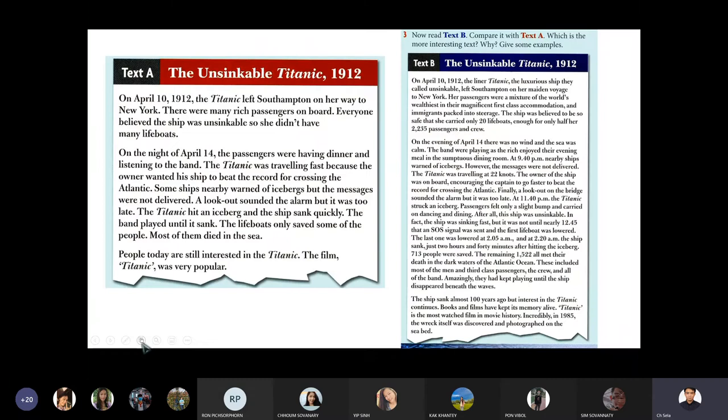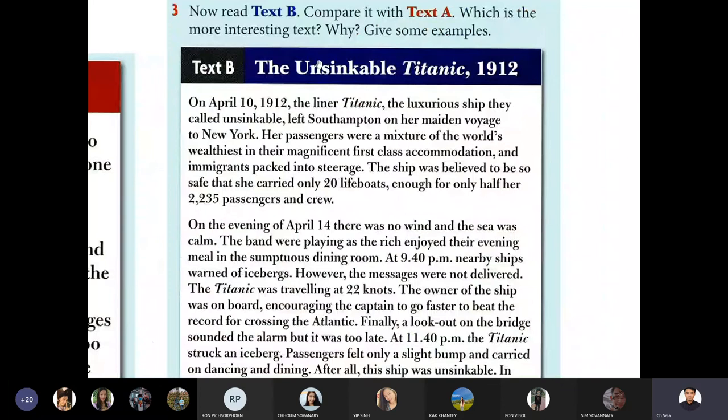Then you have to give the answer to the question, which one is more interesting. Now the same thing, right? The title, The Unsinkable Titanic 1912. On April 10, 1912, the liner Titanic, the luxurious ship they call unsinkable, left Southampton on her maiden voyage to New York. Her passengers were a major part of the world's wealthiest in their magnificent first-class accommodations, and many immigrants packed into storage. The ship was believed to be so safe that she carried only 20 lifeboats, enough for only half of her 2,235 passengers and crew.